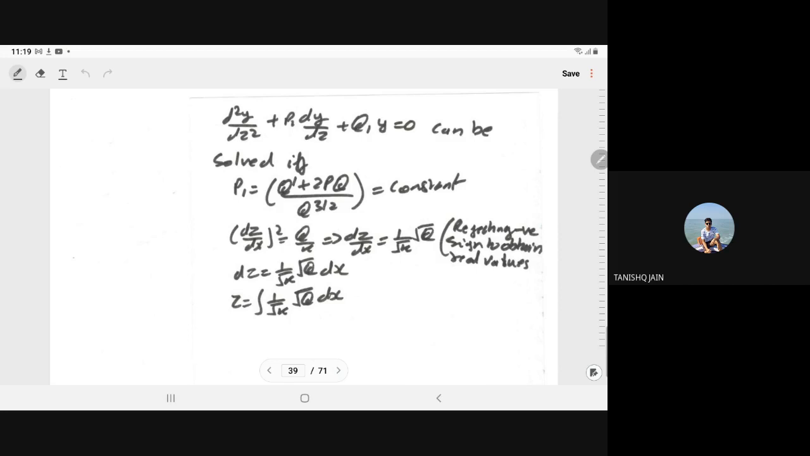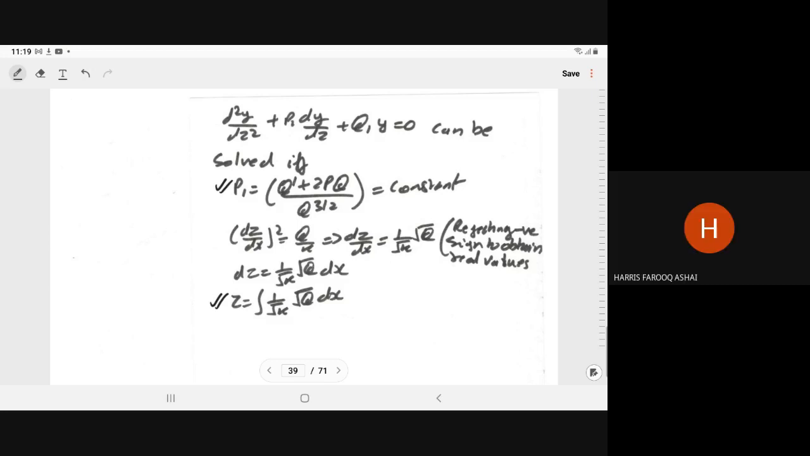So here now we have d2y upon dz2 plus p1 dy by dz plus q1 y equal to 0, which can be solved only when p1, equal to q dash plus 2pq upon q to power 3 by 2, is a constant, and this constant will come after taking the substitution z equal to integral root of q dx. Then only we can solve it.